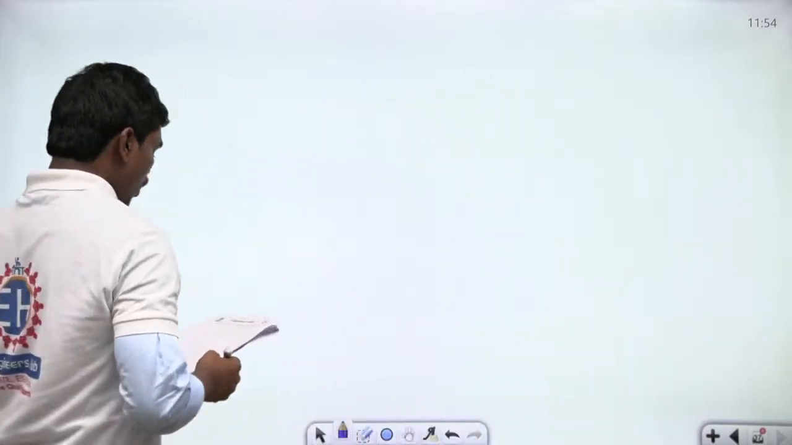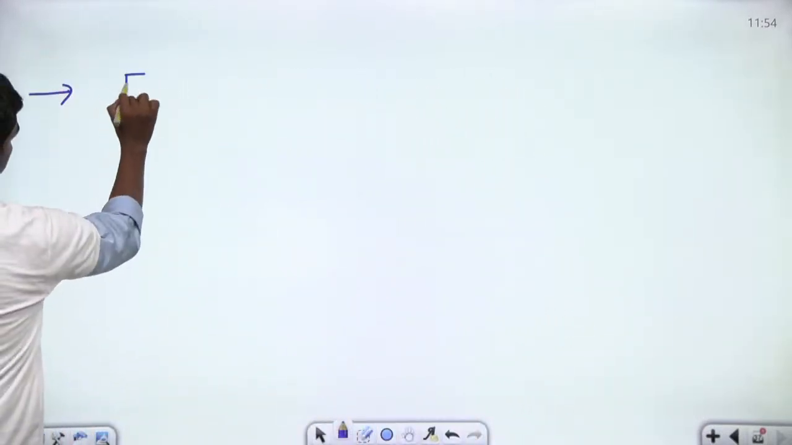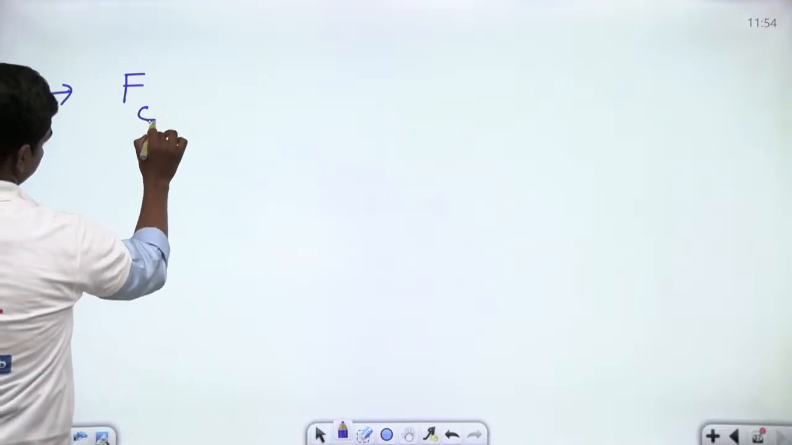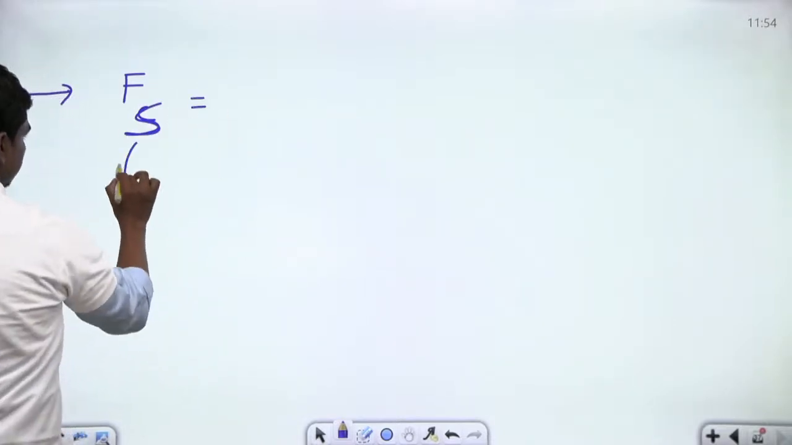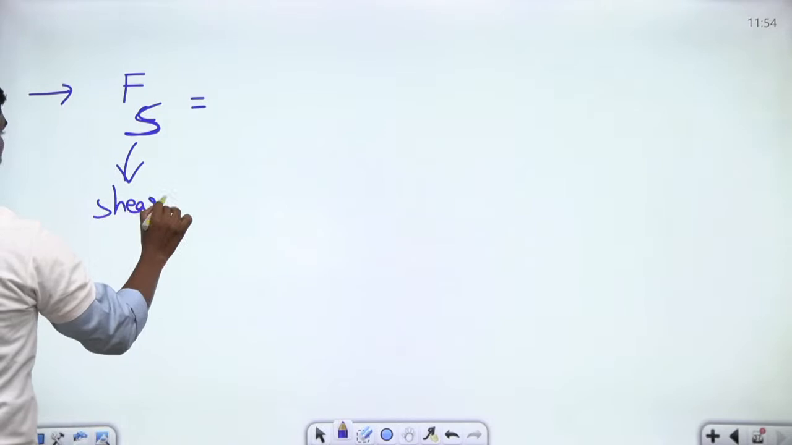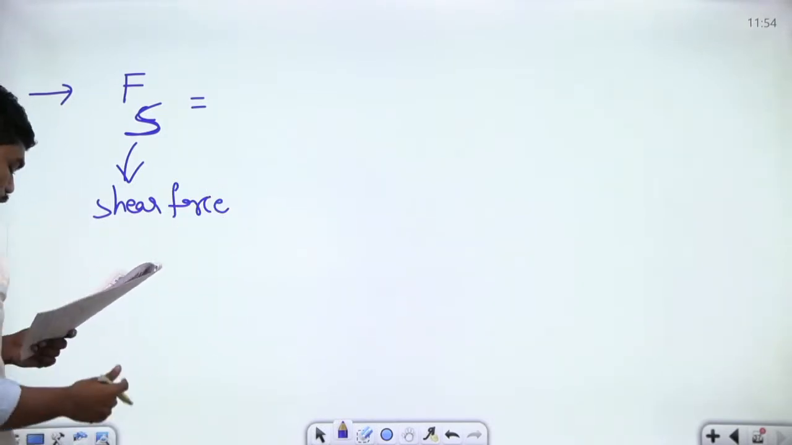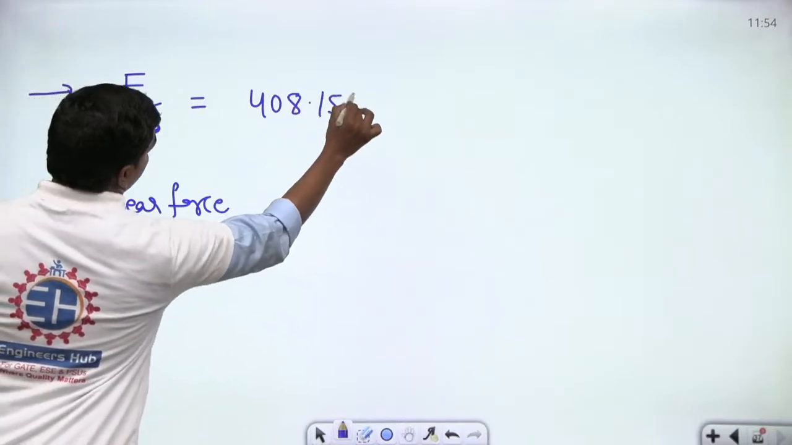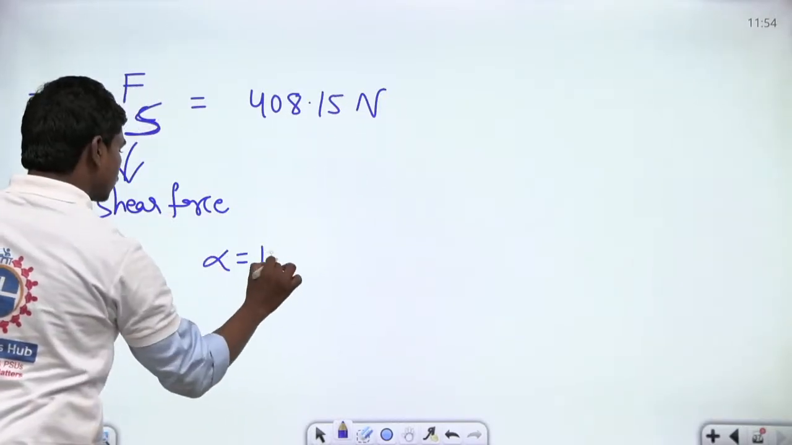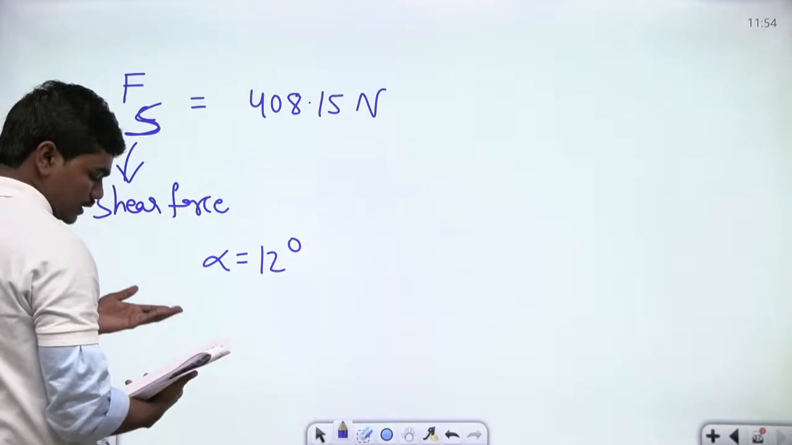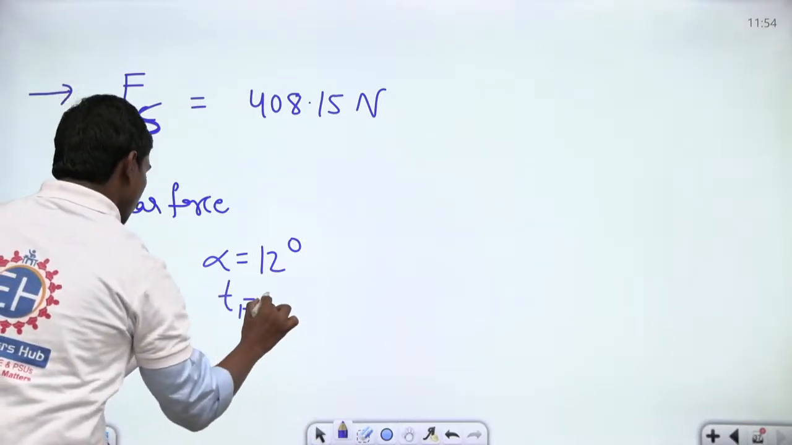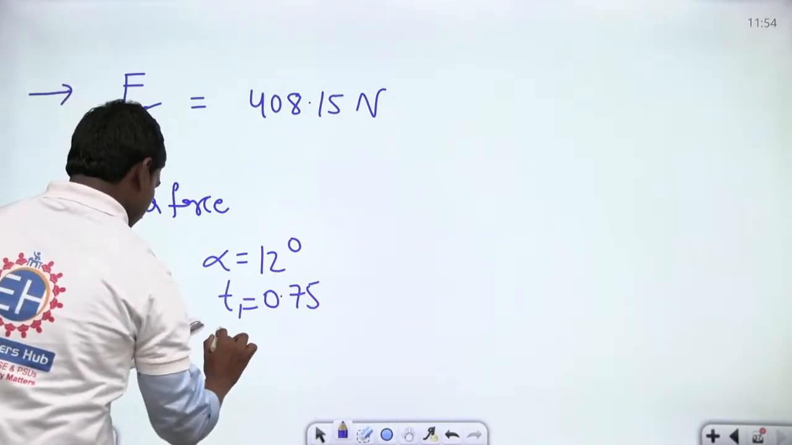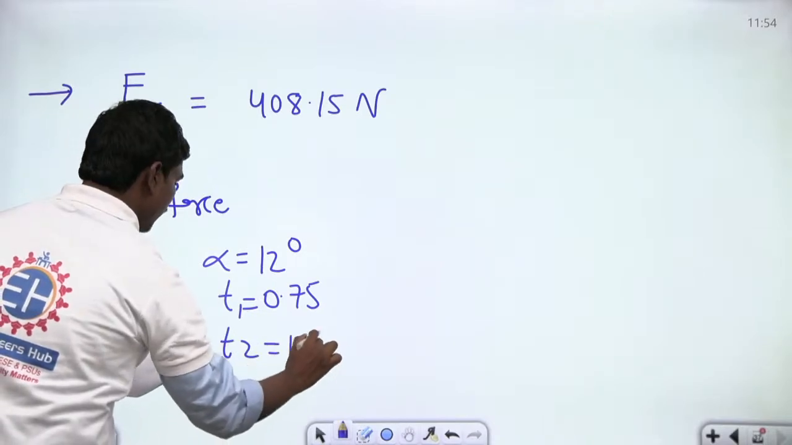Next, during the machining operation, they are asking you for the cutting force Fc, correct? Or shear force Fs is what they are asking you for. They have given enough data in the question. So the magnitude of the shear force that you will be getting is 408.15 newtons. Okay, some rake angle is given, 12 degrees, and of course uncut chip thickness and cut chip thickness are also given. So 0.75 is the uncut chip thickness, and cut chip thickness is 1.5 mm.